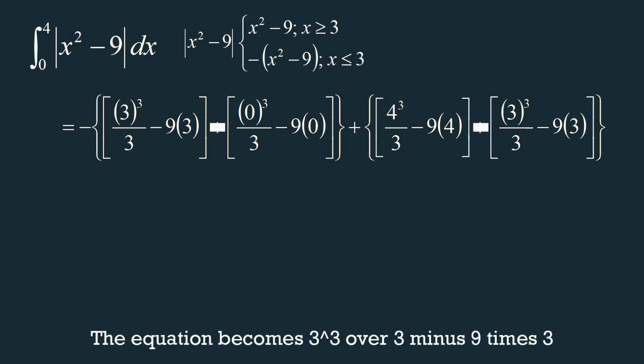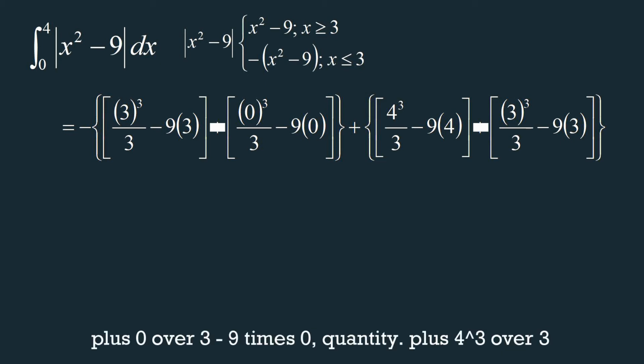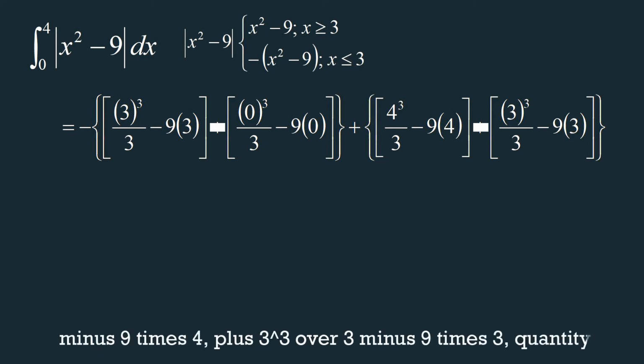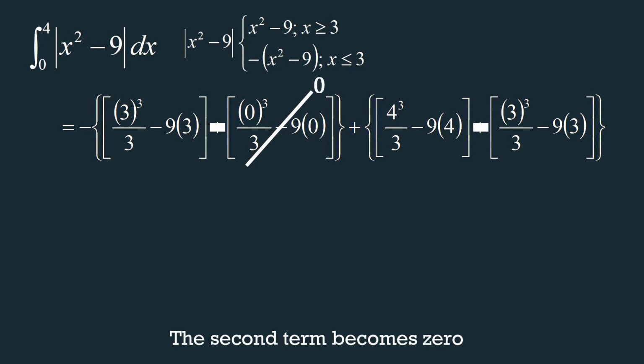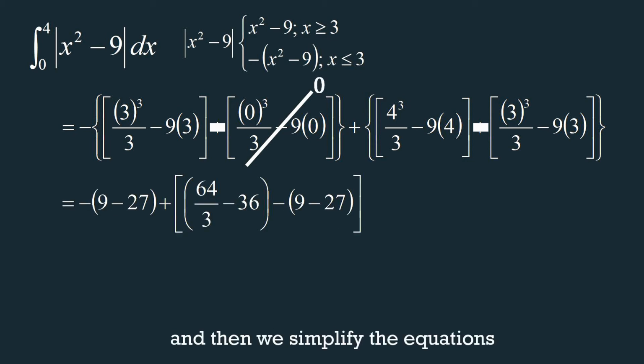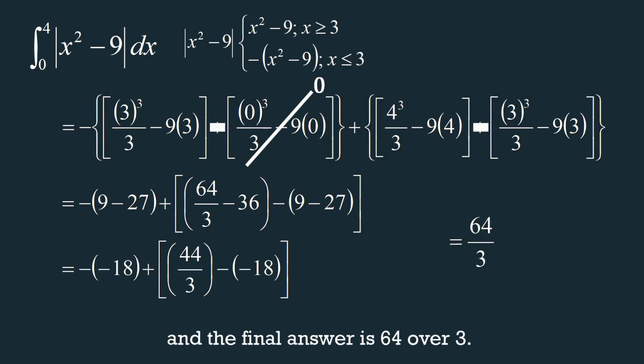The equation becomes negative quantity 3 cubed over 3 minus 9 times 3 plus 0 cubed over 3 minus 9 times 0 quantity, plus 4 cubed over 3 minus 9 times 4 plus 3 cubed over 3 minus 9 times 3 quantity. The second term becomes 0, and then we simplify the equations until we arrive at the answer, and the final answer is 64 over 3.